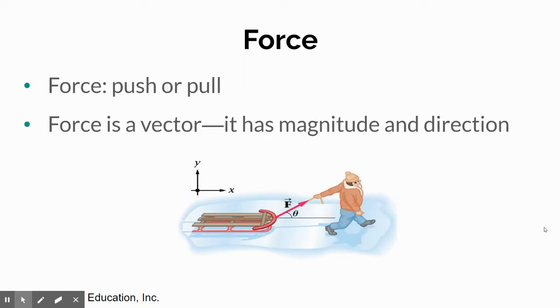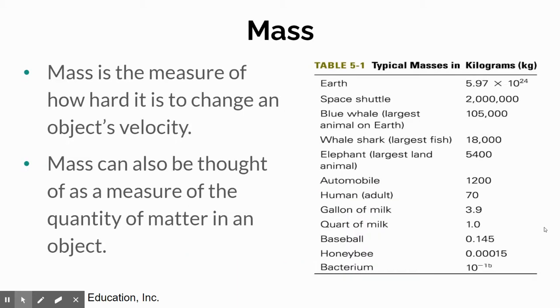So, first of all, a force can be a push or a pull. A force is a vector, it has magnitude, and it also has direction. Mass is just the measure of how difficult it is to change an object's velocity. Or you can also think about it as the quantity of matter, or how much matter an object contains. And I've provided a table that includes several common masses that you might have to use to work problems, though I will probably give you this information were you to need it.